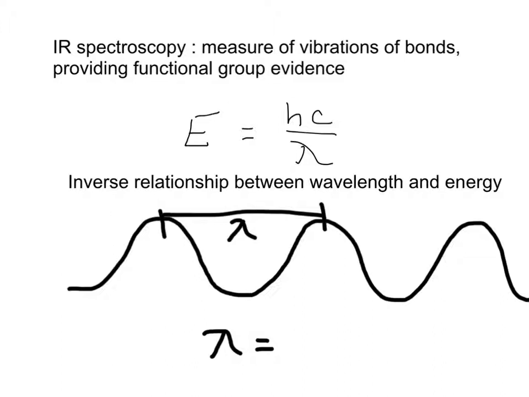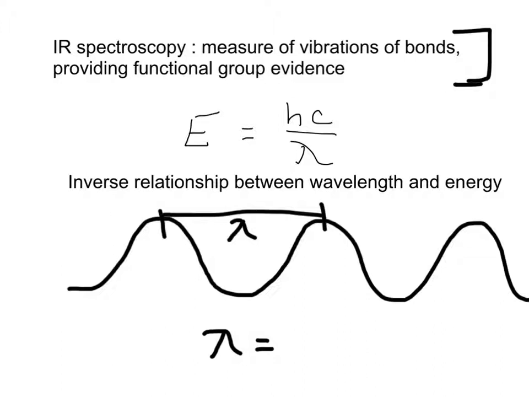And to define it, IR spectroscopy is essentially the measure of vibrations of a bond. And what this does is it provides us with functional group information. And it tells us what kind of functional groups are involved or part of the molecule that we're interested in.